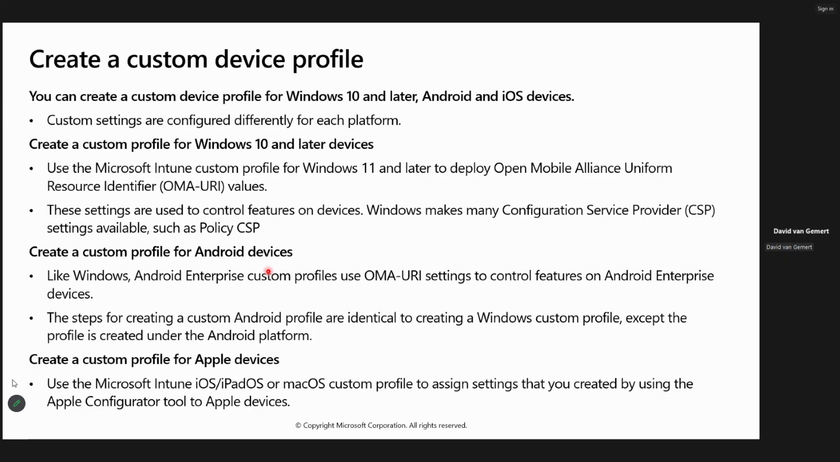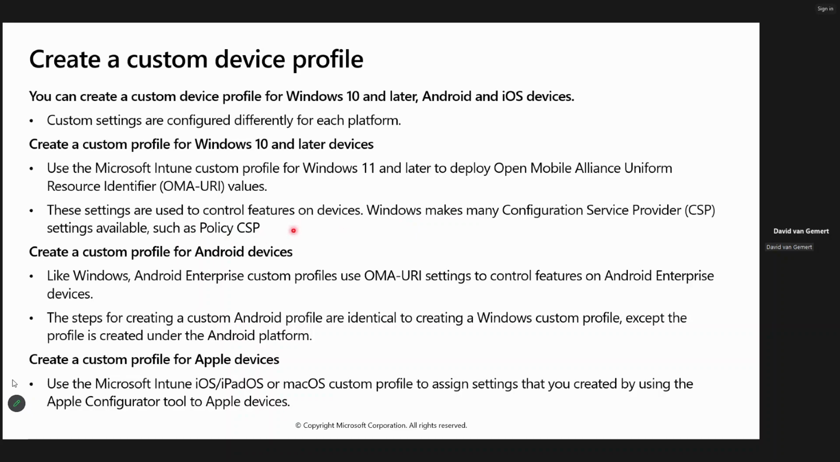So Windows and Android are quite similar. To create a custom profile for Windows, we use the Microsoft Intune custom profile for Windows 11 and later. We then deploy an Open Mobile Alliance Uniform Resource Identifier, or OMA-URI, setting. Those settings basically control features on devices, and Windows makes many configuration service provider settings available.